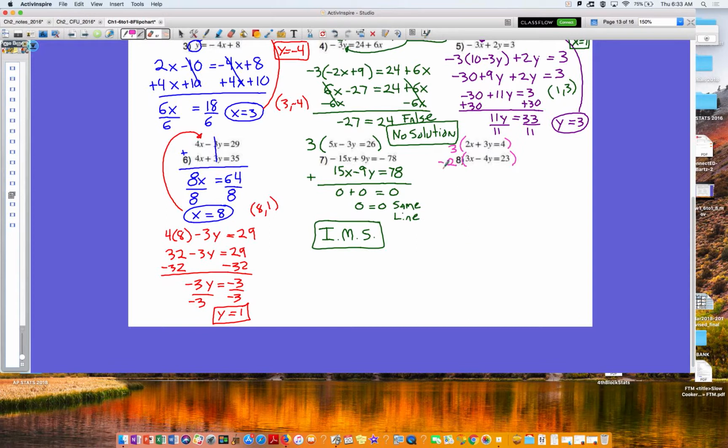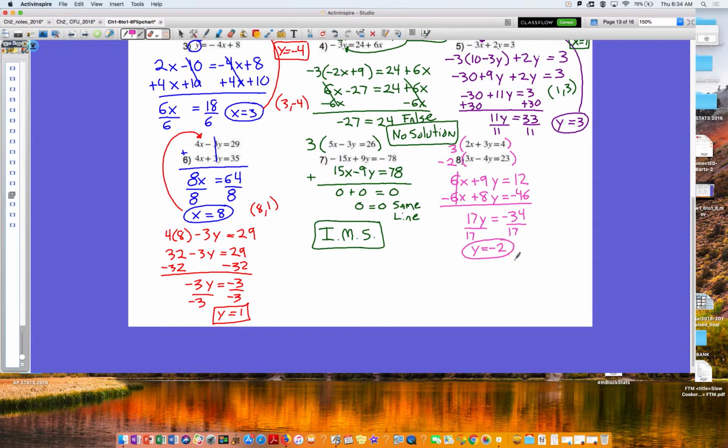I'm just going to choose the bottom one to be negative. However, you could have chosen the top one also. So now I've got to distribute. 3 times 2x is 6x, 3 times 3y is 9y, equals 12. Distribute the negative 2: negative 6x. Watch the signs, plus 8y equals negative 46. Combine like terms, so the x's cross out, 17y equals negative 34. Divide by 17, and y equals negative 2.